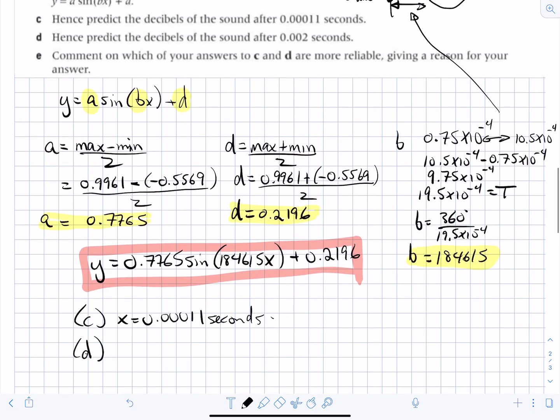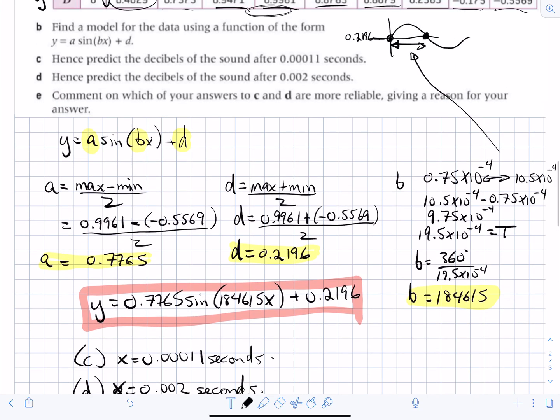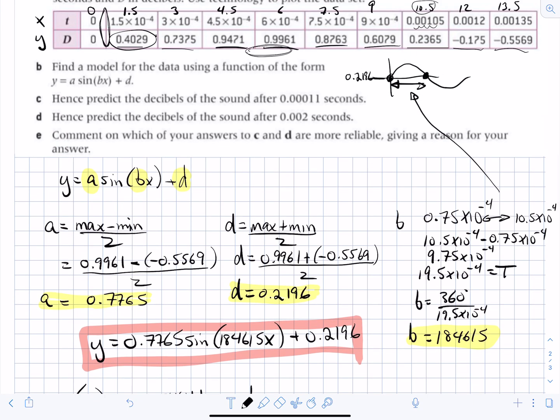And D, hence predict the decibels after 0.002 seconds. So I would do the same. X equals 0.002 seconds. And that'd be pretty straightforward. E is a little bit interesting. Comment on which of your answers, C and D, are more reliable, giving a reason for your answer. Well, which one of those two would be more reliable and why?